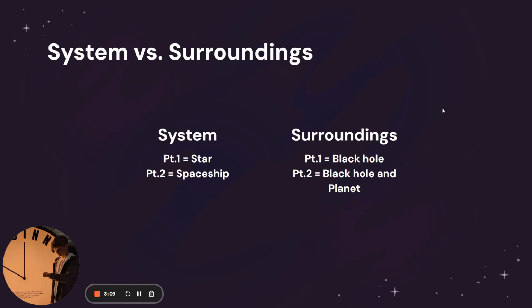So, system versus surroundings. For part 1, the system is the star. For part 2, it's the spaceship. The surroundings for part 1 is the black hole, and for part 2 it is the black hole and the planet.